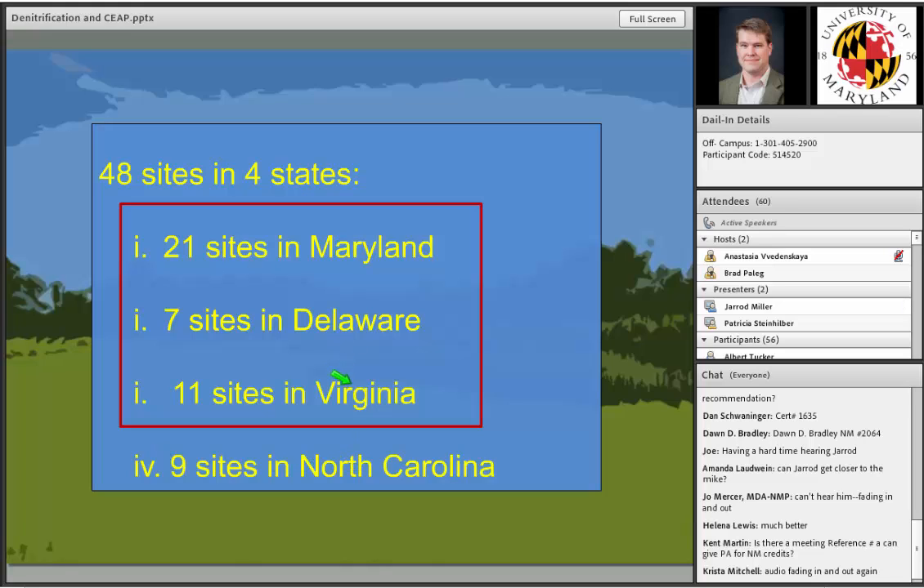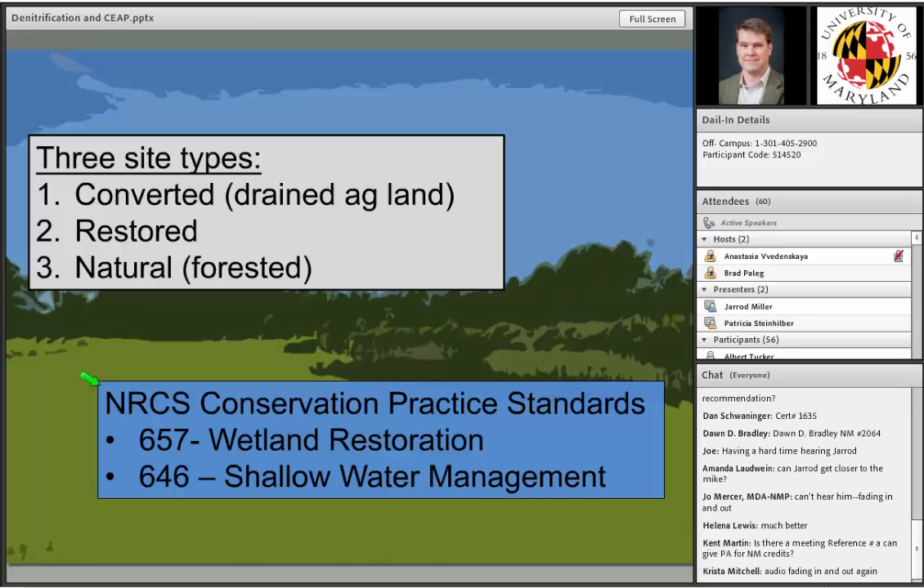We were looking at 3 site types: converted, restored, and natural. So we were looking at depressional wetlands, not wetlands along rivers and not wetlands affected by the tide, but depressions in a landscape that collect water. So there are three types. The converted is the drained ag land. So this is land being farmed, and converted is just a short name for prior converted, meaning it was drained prior to laws in the 80s so that they are allowed to still farm it.